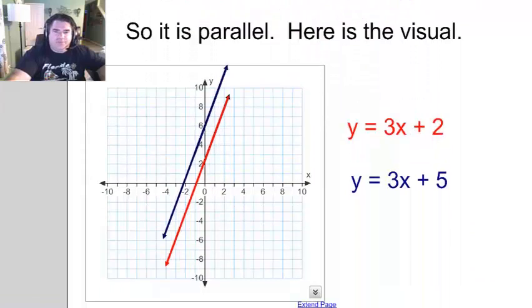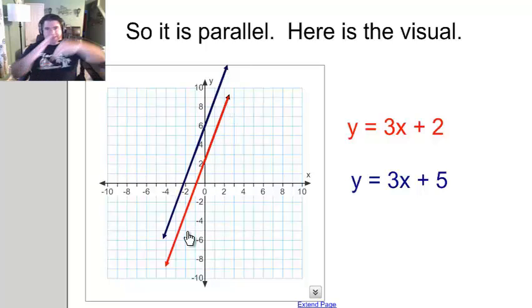Here's a visual for you. Notice how they're the same space apart no matter how you move, and they're always going up 3 over 1, up 3 over 1, but they'll never touch each other because they're going to have that consistent space between them.